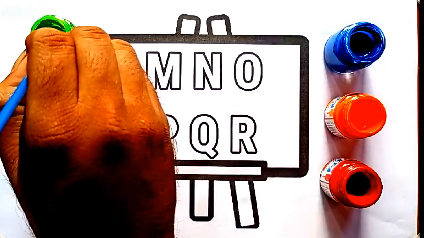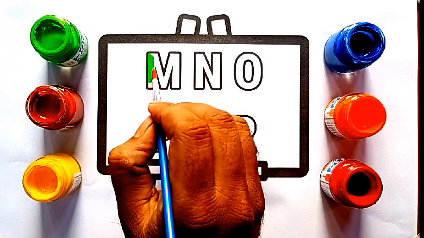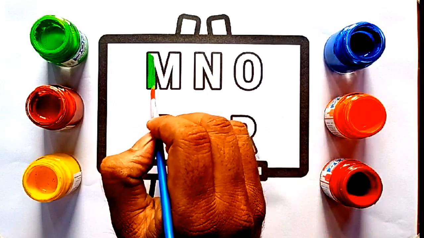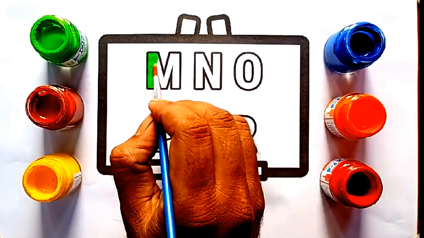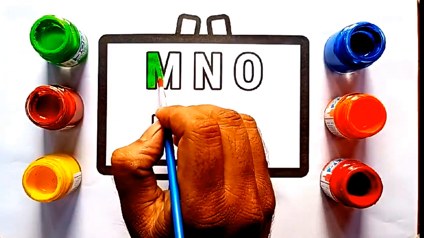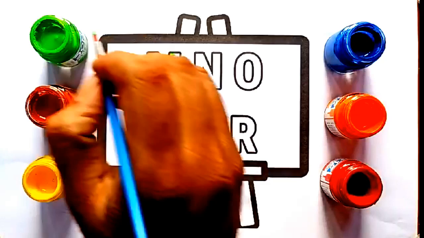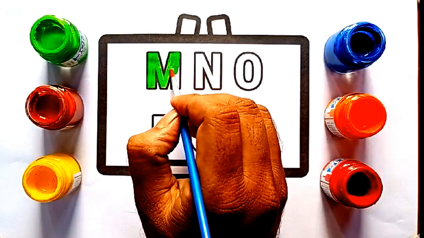A B C D E F G H I J K L M N O P Q R S T U V W X Y and Z. M for mango. Now I know my ABCs. Next time, won't you sing with me?